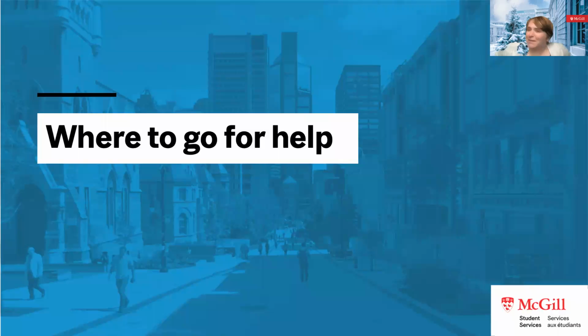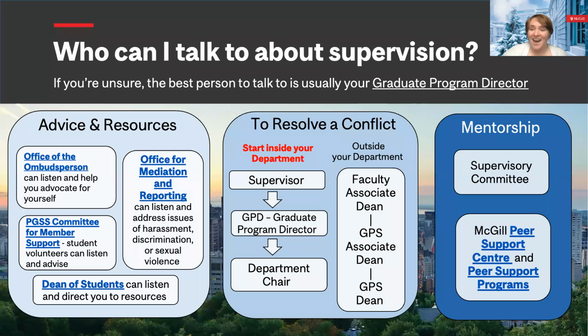Okay, this is my fourth strategy, and that's where to go for help. Prepare yourselves because there's a lot of places to go for help, which is why I really point you to the graduate program director first. So if you're at all looking at this and going, wow, too many people, there are too many offices at McGill to help, don't fret. Try the GPD first, your graduate program director. They will know where to direct you.